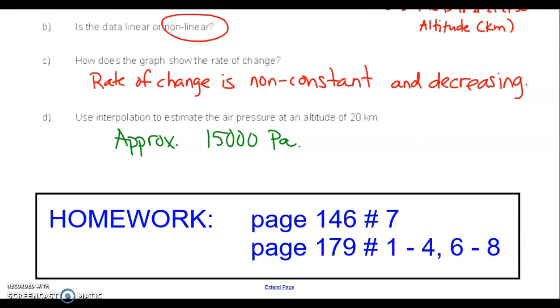So that's it. We have reached the end of chapter 3. Here's your homework, page 146, number 7, page 179, numbers 1 to 4, and 6 to 8. I will be posting additional review questions if you're interested in completing them, and I will also be posting your assignment shortly, which you will have a couple of days to work on.